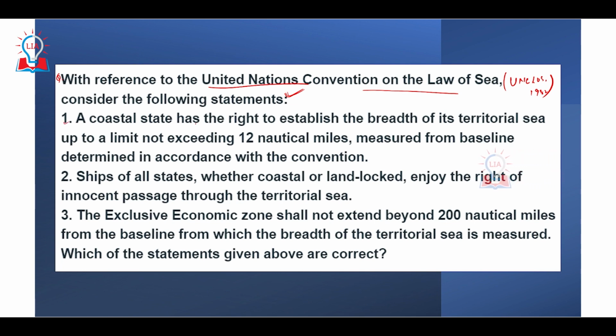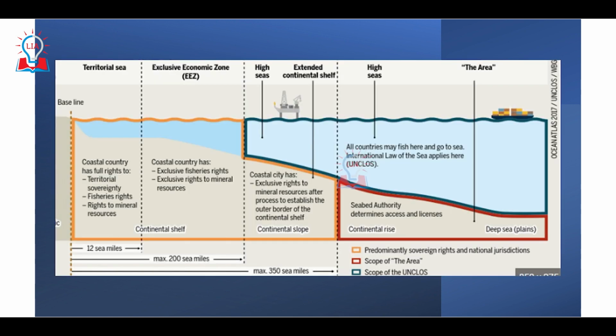Coastal state has the right to establish the breadth of its territorial sea up to a limit not exceeding 12 nautical miles, measured from baseline determined in accordance with the convention. So this is an absolutely correct statement. If you look at a map here, this is our baseline, and from the baseline to 12 nautical miles, or 12 sea line, we have a region that is called the territorial sea.